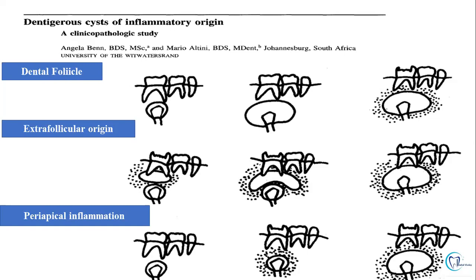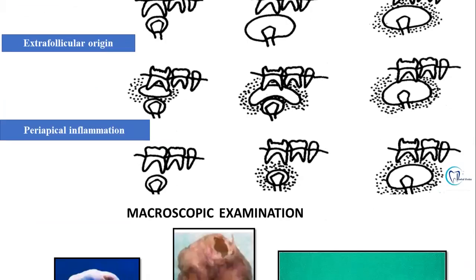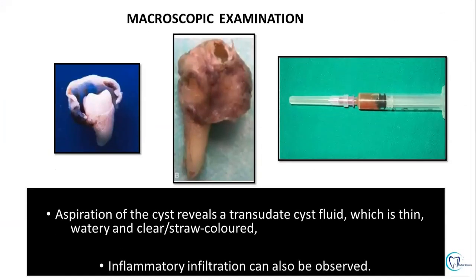One is for the follicular origin, extrafollicular origin, and inflammatory dentigerous cyst. Now, when we talk about the macroscopic or gross examination, the first and most important point is the attachment of the lining at the CEJ, and the impacted tooth is enclosed in the cystic lumen. And when we take the aspirate of this cyst, it will be a clear cystic fluid, which is watery, straw colored. Sometimes it can be blood tinged.